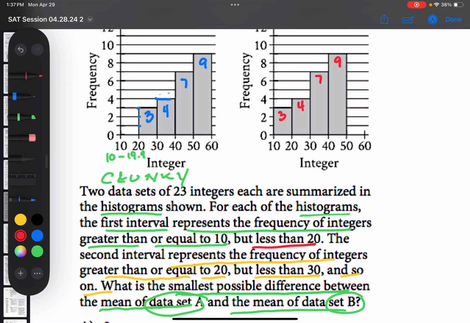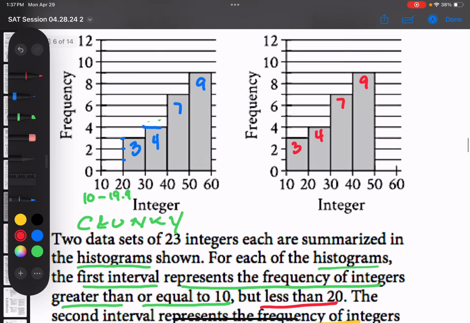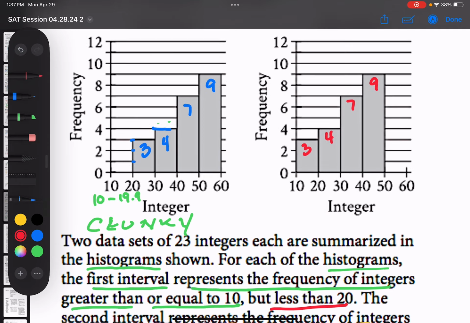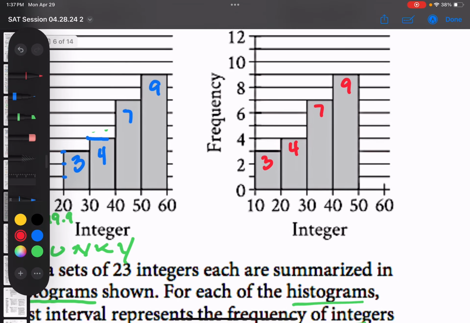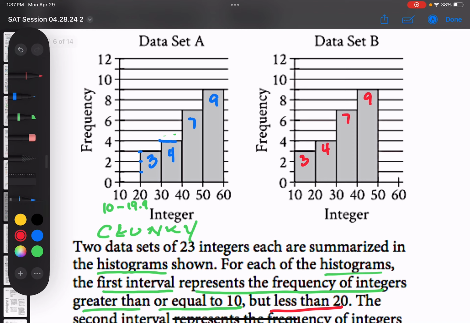We cool? Okay. And they're asking, what is the smallest possible difference between the mean of dataset A and the mean of dataset B? But notice the pattern is 3, 4, 7, 9, 3, 4, 7, 9. The first one begins with 20 through 30. And this one begins with 10 through 20. All right. I could take one of them. All right, so notice, I'm trying to explain this so you get it, because there's not a lot of work to be done.